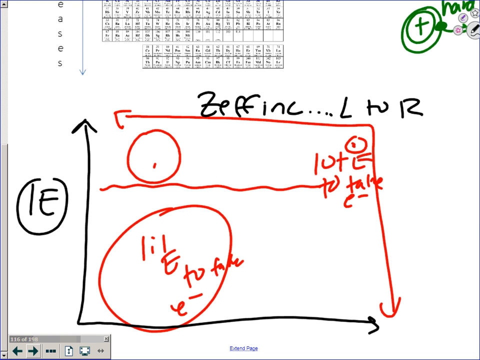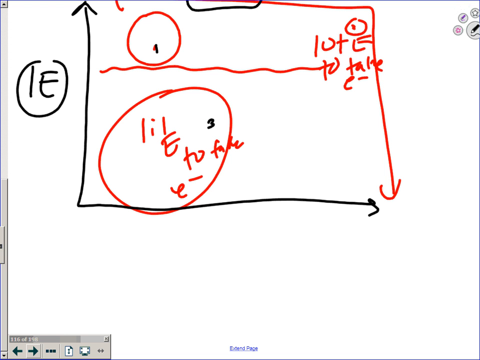This one's smallish compared to this one, right? So who has a higher ionization energy, 1 or 3? 1, because it has less. Less what? What's the factor we talk about on a group? Effective nuclear charge was the one factor. Say it. Shielding. Shielding, right. So it has less shielding.